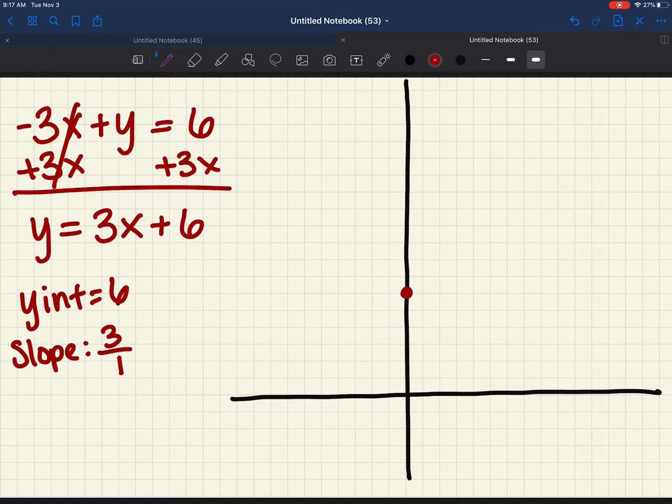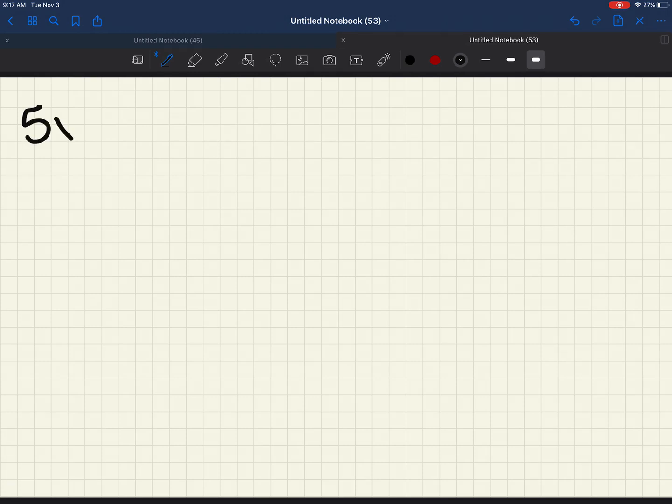Okay, so I've already graphed my y-intercept. I went up 6. My slope is positive 3 over 1. Okay, so what direction am I going to move from here? Up how many? 1, 2, 3, and left or right? Right, because I want it to be positive. And then up 3, right 1. Okay, we're gonna do one more like this, and then we'll be almost done.